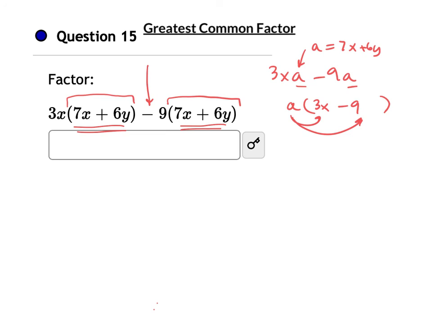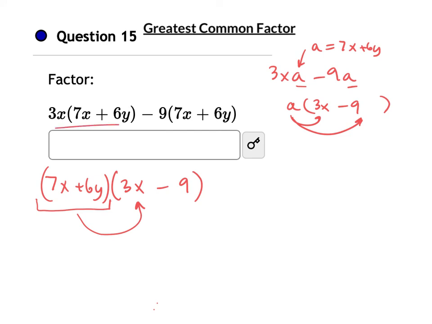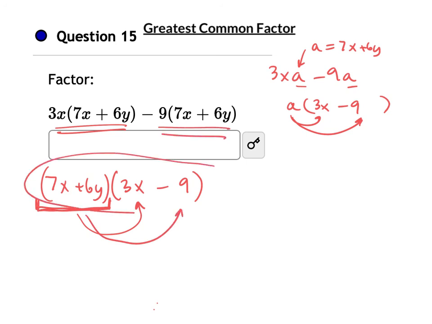You're going to pull it out front. You're pulling it out of both terms, 7x plus 6y. When you pull it out of the first term, that one's gone, and I'm left with 3x. And when you pull it out of the second term, it'll be gone, and I'm left with a negative 9. Now that's kind of strange, but really understand that it's this times 3x makes this first term, and this times negative 9 makes that second term. And this is your answer.